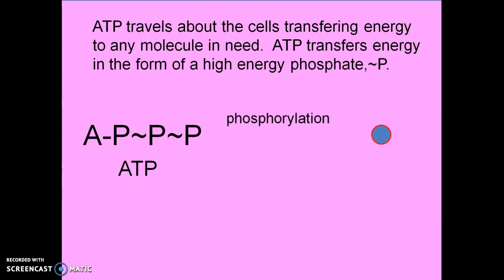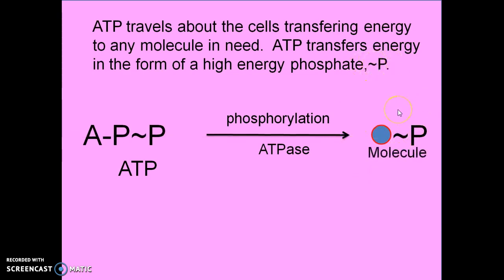Okay, so what's going to happen is a process known as phosphorylation. What you need to know about phosphorylation is that it is the transfer of a phosphate. So we are going to break apart ATP and transfer a high energy phosphate from ATP over to that molecule that needs to be energized. So now that it has this high energy phosphate, this molecule here is energized.